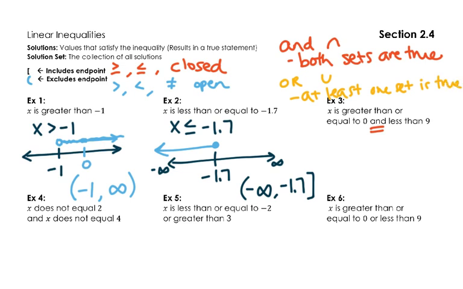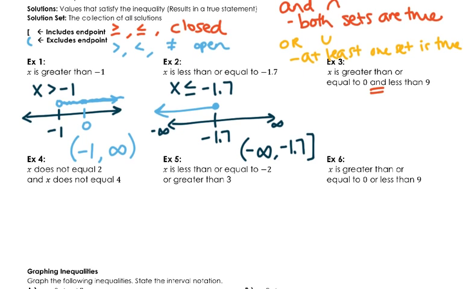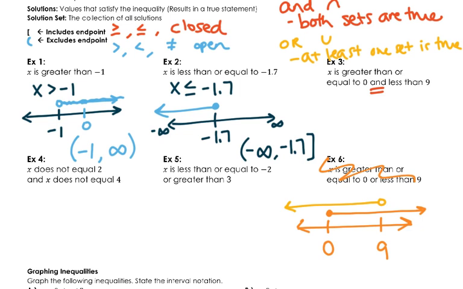For example 3, we're going to need a working graph. So I'm going to draw my working graph down here. I need all the values that are greater than or equal to 0 and also less than 9. So let's start with that first part. Greater than or equal to 0 would be closed and to the right. Less than 9 would be open on 9 and all the values to the left.